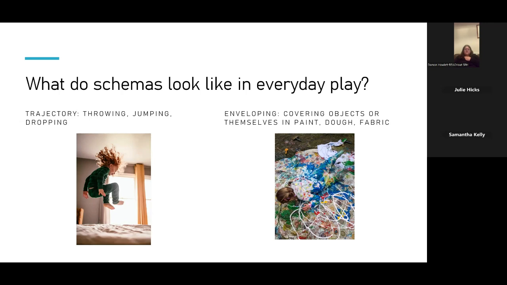Enveloping is basically covering objects or themselves in something: paint, dough, fabric. You quite often get children, don't you, put an object inside dough and then roll it round and then have to unpeel it and discover what's inside. Or they might wrap something up in a piece of fabric, or wrap themselves in a piece of fabric. In this picture there is actually a child. She looks like she's camouflaged. This is one of my grandchildren covering herself in paint at my house. So that's enveloping and trajectory.